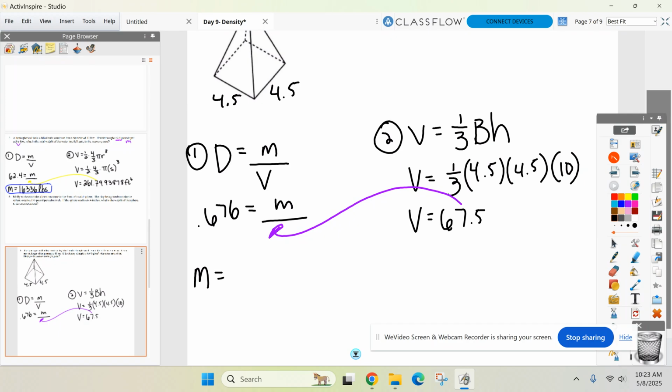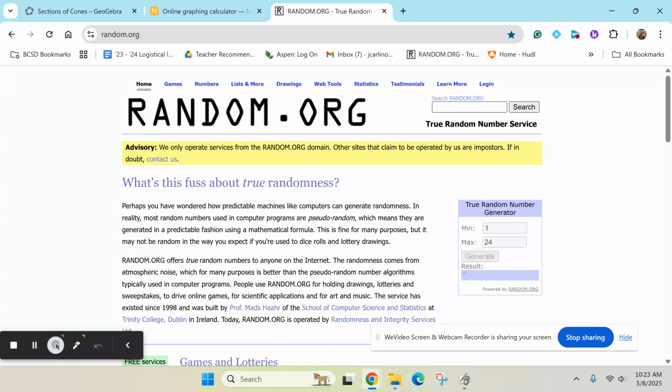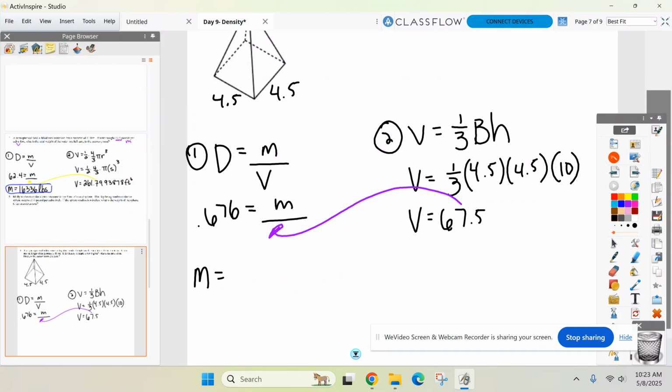And what are we doing here? Nearest 1/10 of a gram. Back to you. Nearest 1/10 of a gram when you're ready. 45.7. Good work.